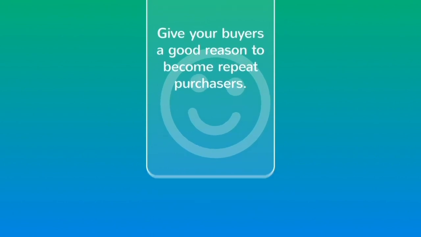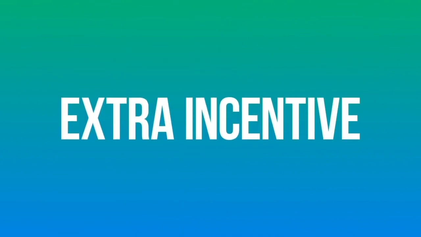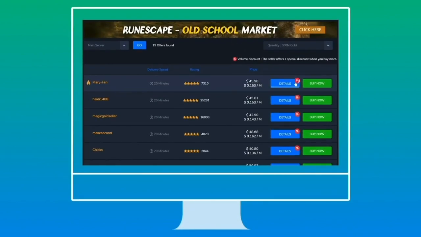Number 5, give your buyers a good reason to become repeat purchasers. For example, make sure to meet your delivery guarantee speed. And if you want to provide an extra incentive, then offer your buyers a bulk discount. This makes your offer stand out in the offer list with a promotion icon and increases your sales.